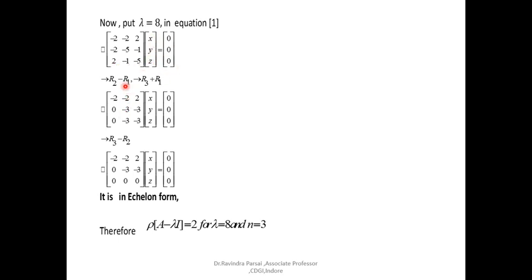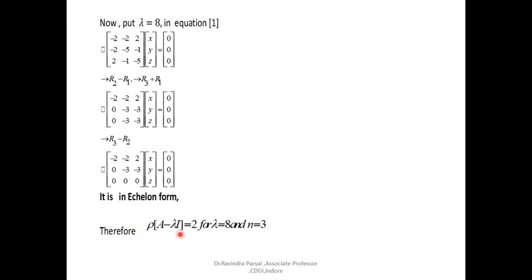So now you are going to apply the same process by making the below elements 0: R2 minus R1, R3 plus R1, minus 2 plus 2 is 0. So that's why you are getting 0, minus 3, minus 3, minus 3, minus 3, xyz, 0, 0. Now with the help of this element you make the below element 0. So on applying R3 minus R2, you will get minus 2, minus 2, 2; 0, minus 3, minus 3; 0, 0, 0. So it is an echelon form.